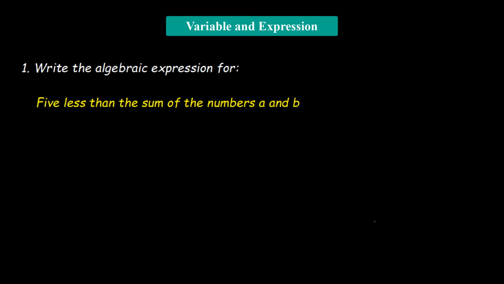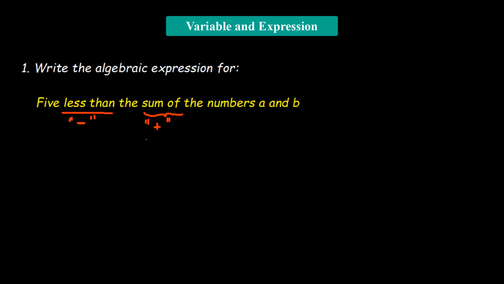So in this particular question, we have to write the algebraic expression for the statement 5 less than the sum of the numbers a and b. Now, there are a few things that we need to understand here. So here it's using the word less than. So less than is indicating that we have to subtract here. Then again, here we are using the term sum of. That means we have to use another operation, plus, of the numbers a and b.